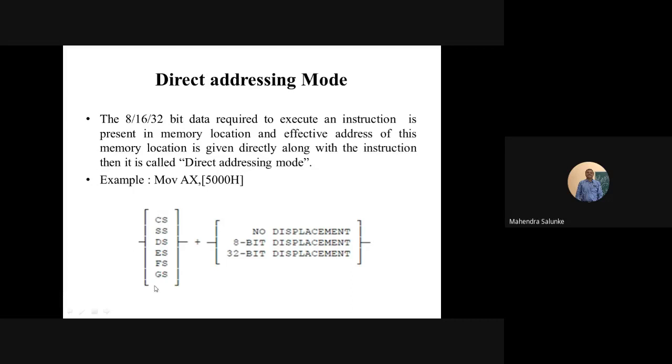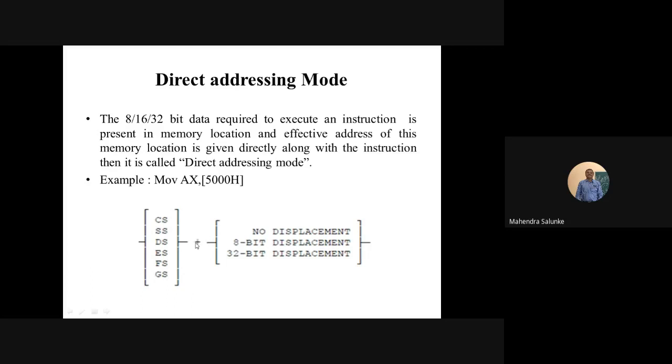So as I told you, there are 6 segment registers. Any of these segment registers will be involved in this. Here in this diagram, you can see the 6 segment registers, and depending on the instruction, it decides which segment register is involved in this address translation. So that will be the compulsory part whenever we access any memory. This segment selector will always be there.